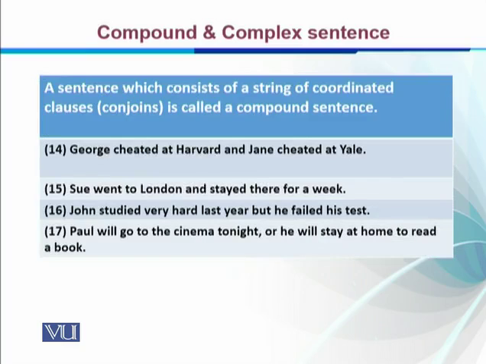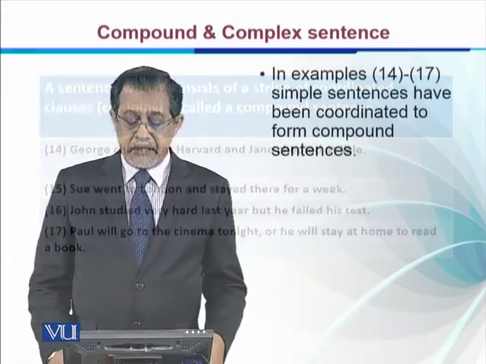A sentence which consists of a string of coordinated clauses, conjoints, is called a compound sentence. This definition of a compound sentence is different from the definition we generally find in traditional grammar. For example: George cheated at Harvard and Jane cheated at Yale. Sue went to London and stayed there for a week. John studied very hard last year, but he failed his test. These are different conjoints joined by different coordinators. In these examples, simple sentences have been coordinated, as we have just seen.